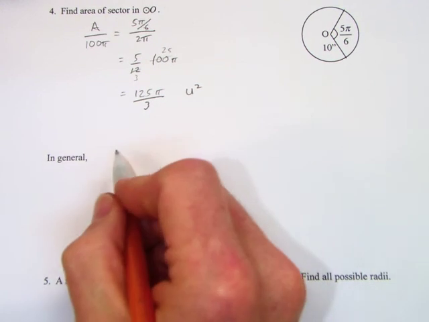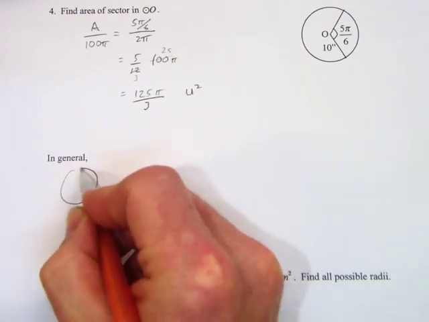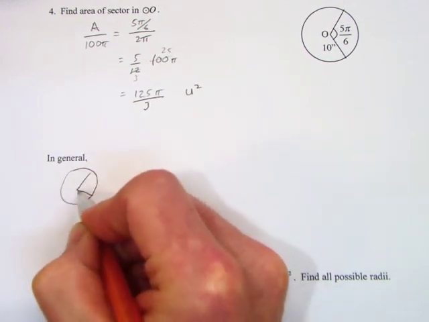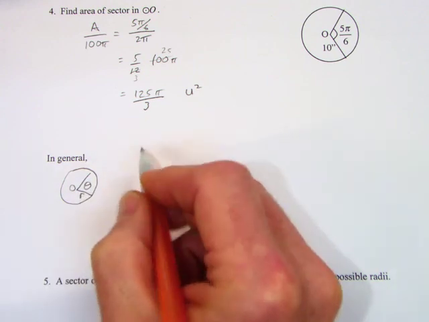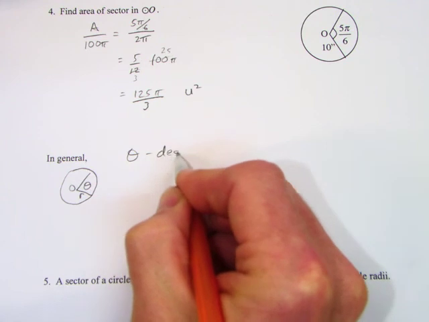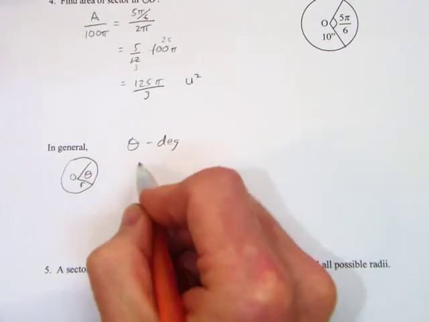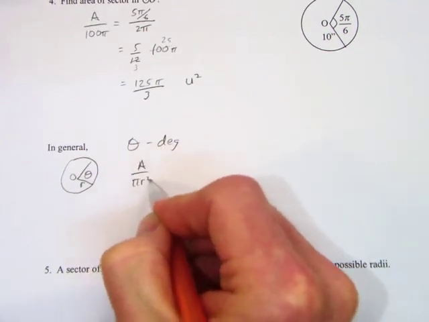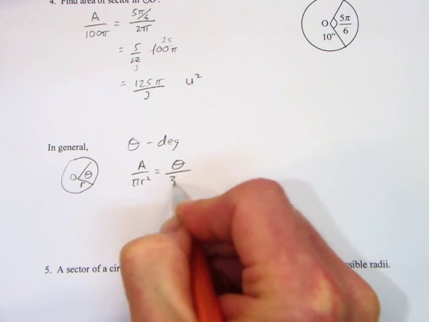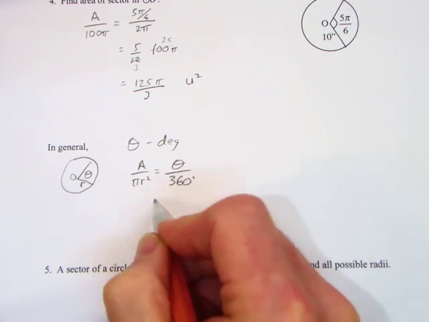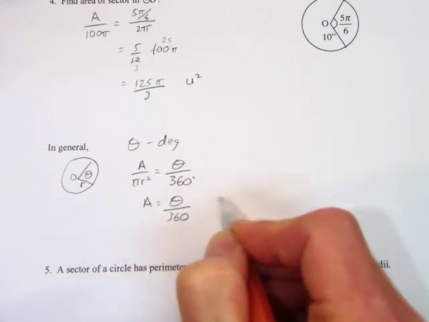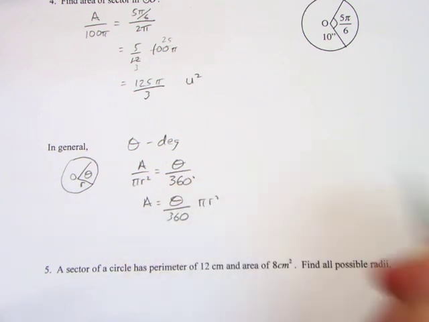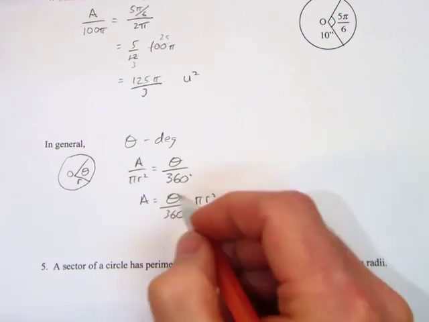Now let's look in general. In general, we'll take that same setup and we'll have a circle O. My figure is not to scale, and that's okay. And we'll talk about degrees for the beginning part. A is to pi r squared as theta is to 360. What I want you to see here is the similarity between all of this stuff. Times pi r squared. And there's nothing to simplify for that.